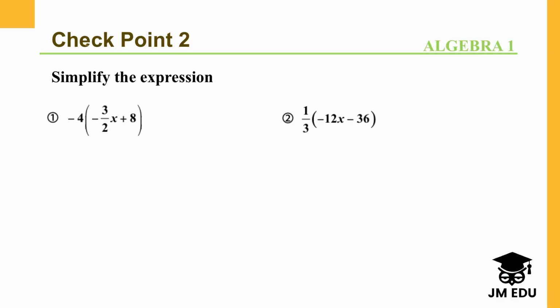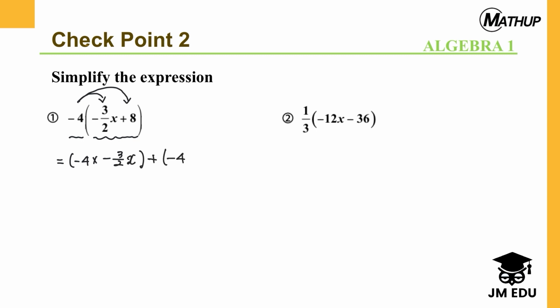Okay, let's just simplify these expressions. For number 1, when we multiply an expression with 2 or more terms by a constant, the first thing we have to do is apply the distributive property. So negative 4 times negative 3 over 2x plus negative 4 times positive 8. So number 1 is equal to negative 4 times negative 3 over 2x plus negative 4 times positive 8.